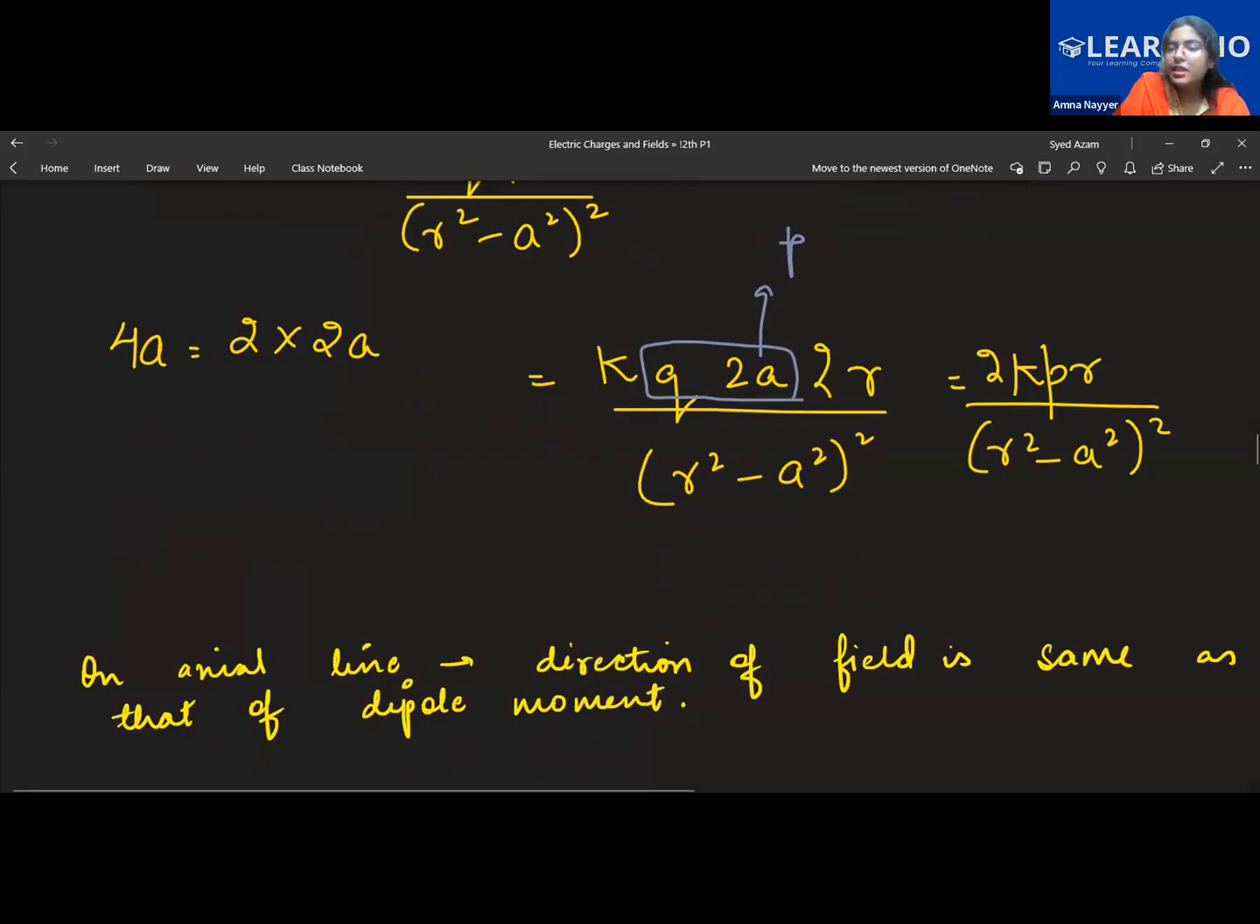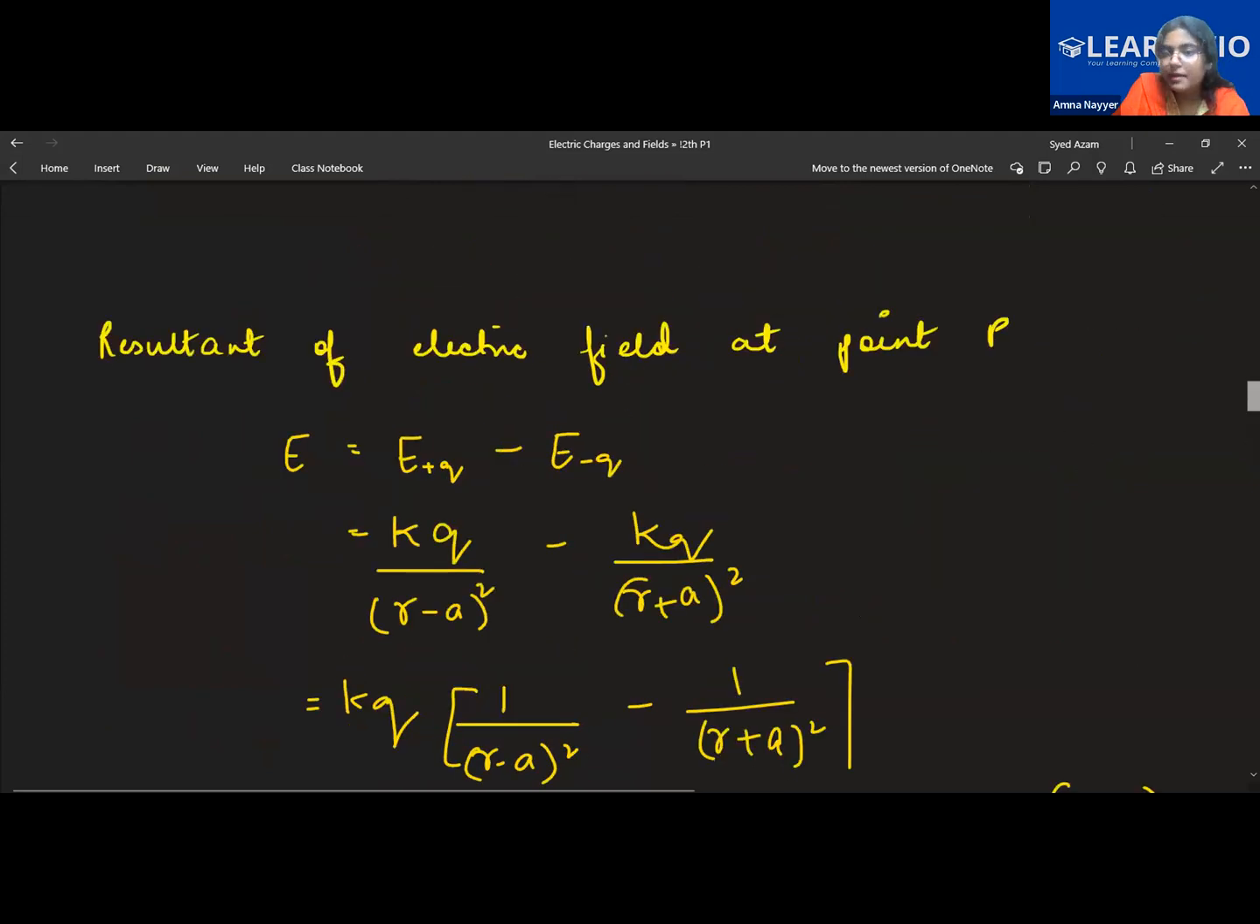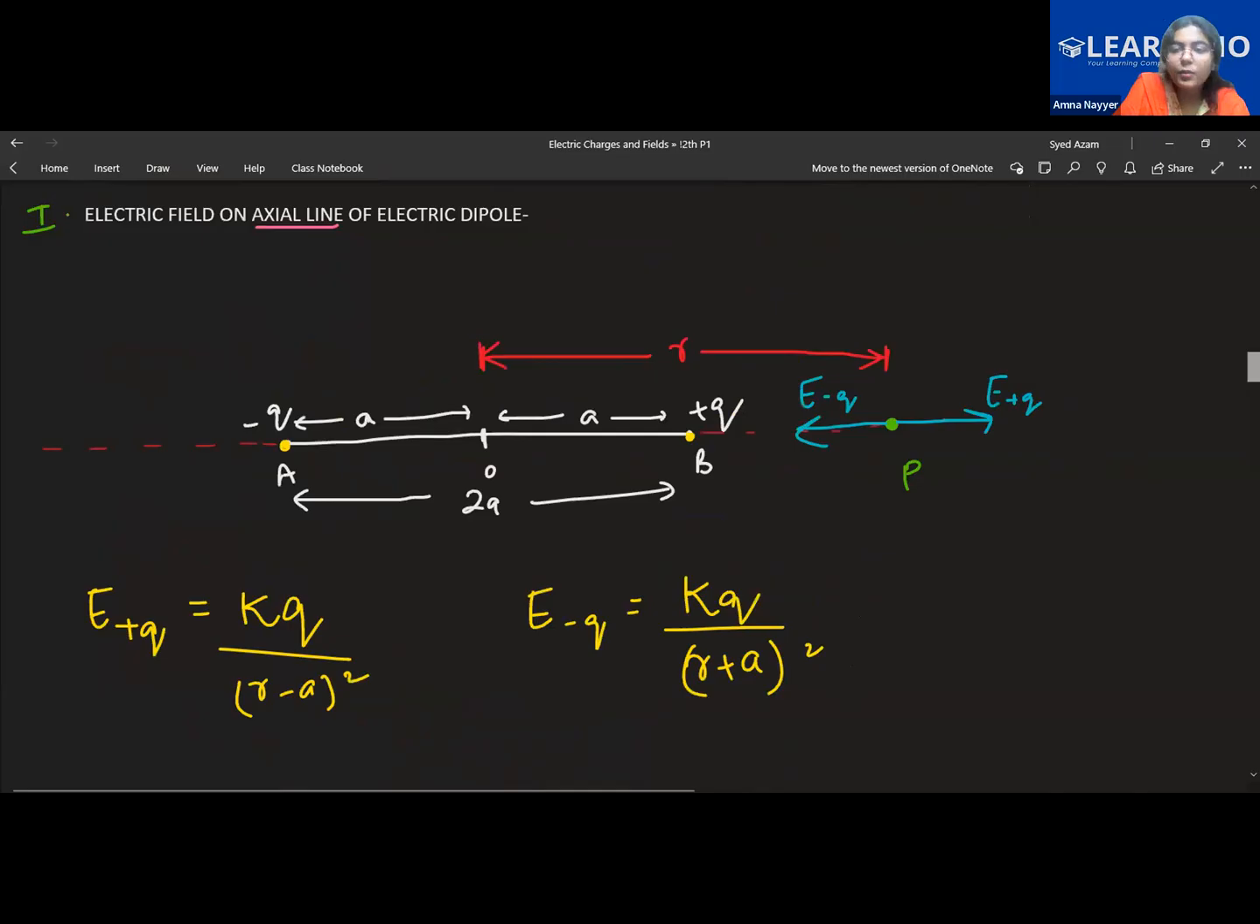And remember, these derivations do come in the board exams. In one set they give axial, in another set they give equatorial. Like this, they often give these derivations from electric field, because numericals are usually given from Gauss law and derivation is given from this. Okay, write it till here, then we'll complete the derivation.